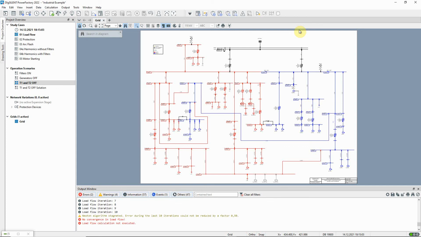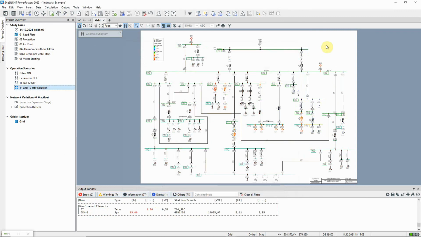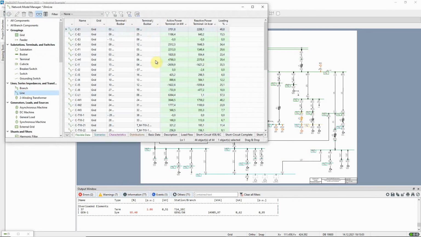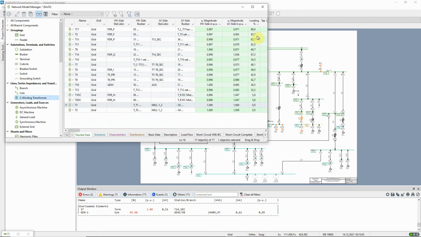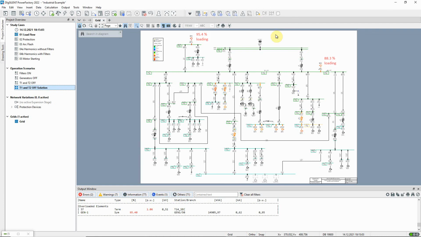In order to reduce the load on generator 2, we can reconfigure the network by closing this switch here at busbar 10, and opening this switch at busbar 7. This configuration has been set up in this scenario. We run the load flow again. The load flow now converges, and no lines, or transformers, are overloaded. The 2 generators are able to support the loads in the network, as long as it is appropriately configured.